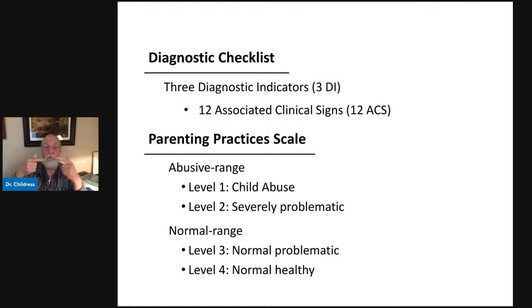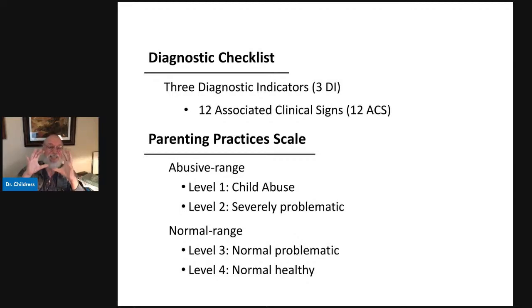And so there's 4 levels to the rating, to the checklist. And the top 2, 1s and 2, would be considered abusive range. That's clearly child abuse, documented, maybe by CPS investigation or something, or severely problematic parenting.